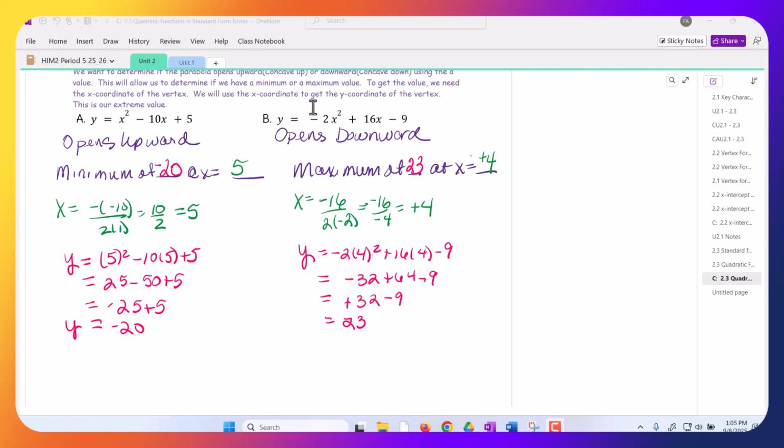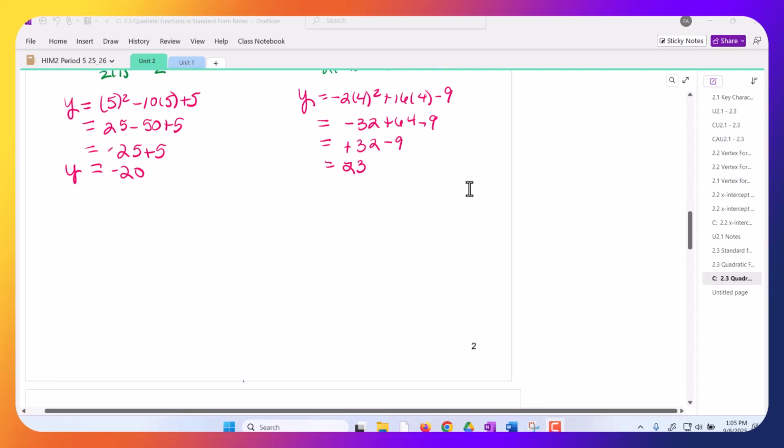Here the leading coefficient is negative, so we know we open downward, which means we have a maximum of blank at x equals blank. We're going to find the x-coordinate first, the opposite of b over 2 times a, which gives me +4. I put 4 in for x and crunch the numbers to get my y value, and I get y is 23 when x is 4. So my maximum is 23 when x equals 4.